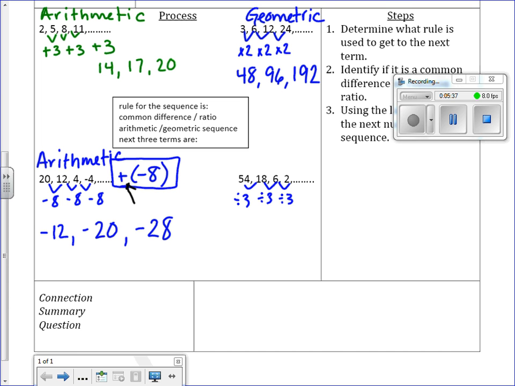Now remember, we can't say that that's what the pattern is. We're going to say multiply by 1/3. Okay, to divide by 3 is to multiply by 1/3. This is the correct way to show our geometric sequence.